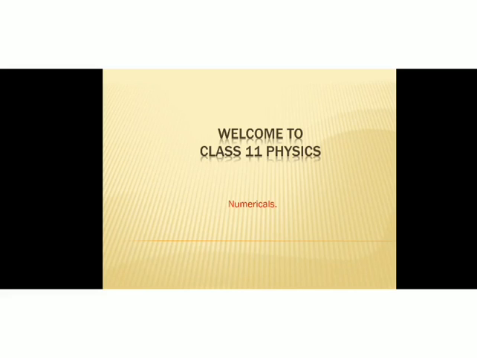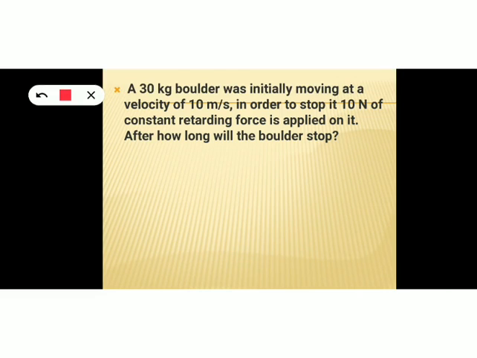So children, let's discuss the numericals of chapter 5, laws of motion. So this is the first numerical. A 30 kg boulder was initially moving at a velocity of 10 meters per second. In order to stop it, a 10 Newton constant retarding force is applied on it. After how long will the boulder stop?